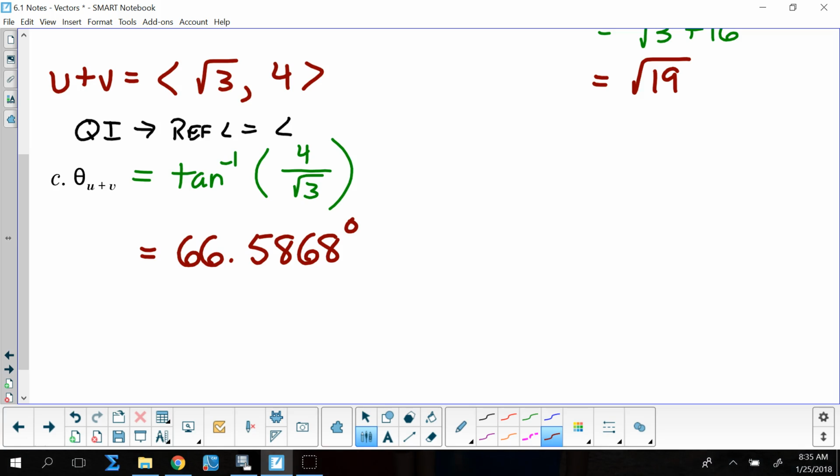How do you know you're in quadrant 1? Because I have a positive vector. U plus V is what I'm looking for: square root of 3, 4, positive. Just like points, the x and y components in the component form will tell you which quadrant you're in, exactly like points, because they represent the point that my vector ends at.